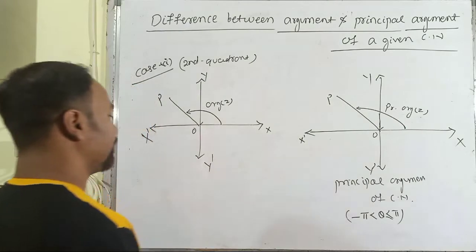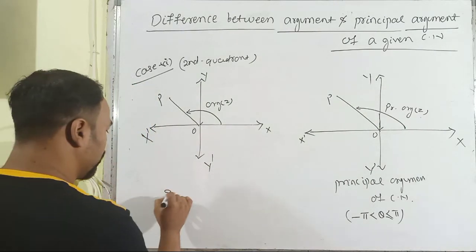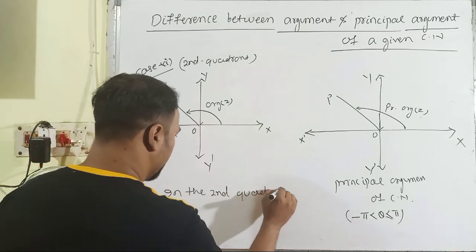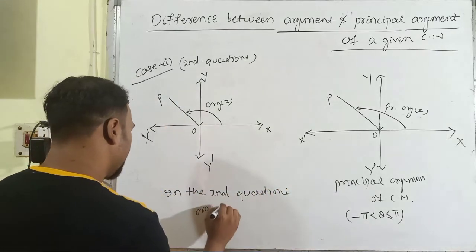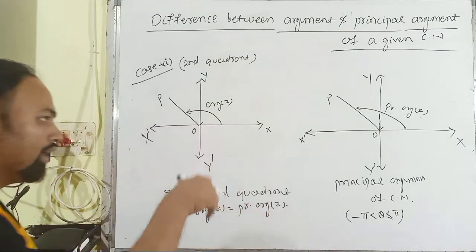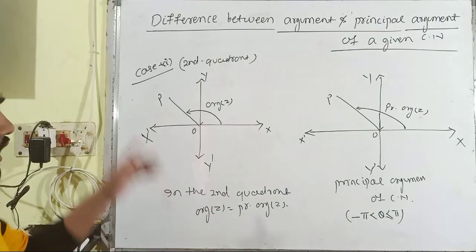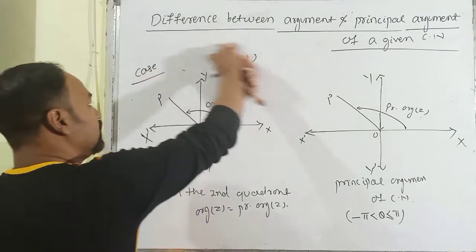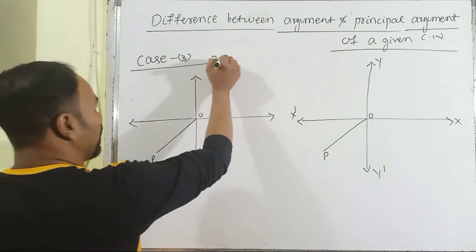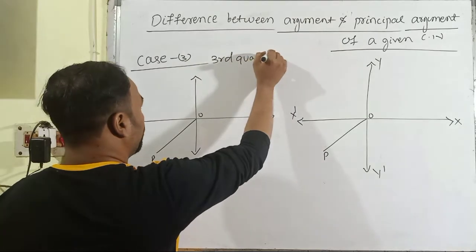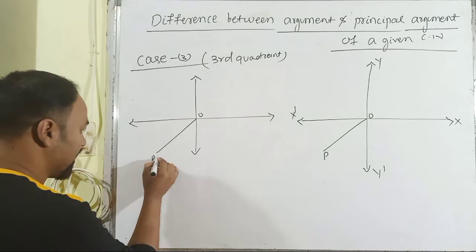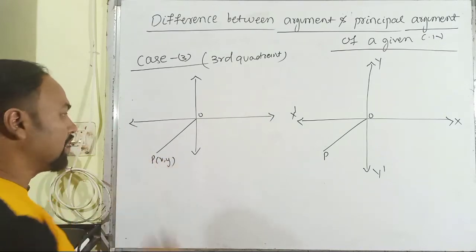Principal argument of z. And in the second quadrant also, argument of z is equal to principal argument of z. Let us go through the third case. In the third quadrant, if the point P lies in the third quadrant, then what will be the argument of that complex number? Here it is P(x, y). It lies in the third quadrant.